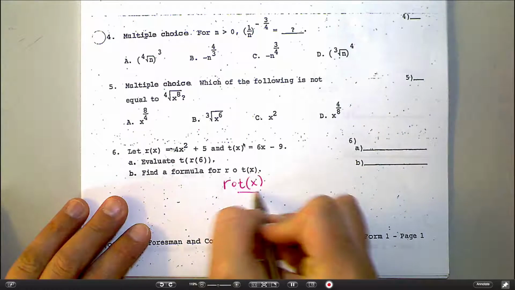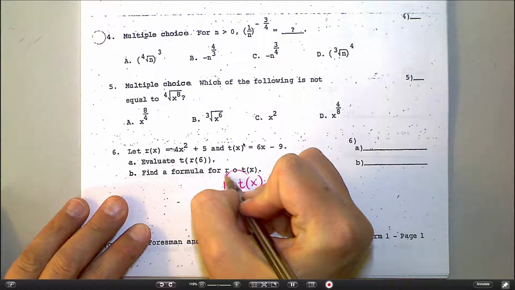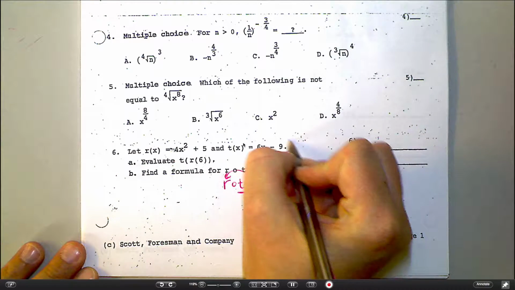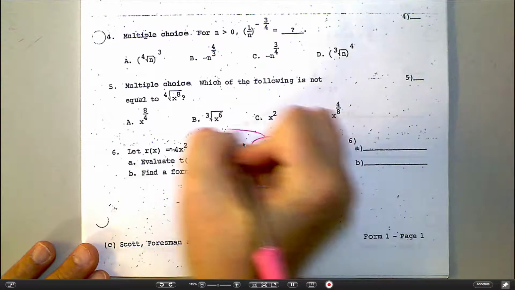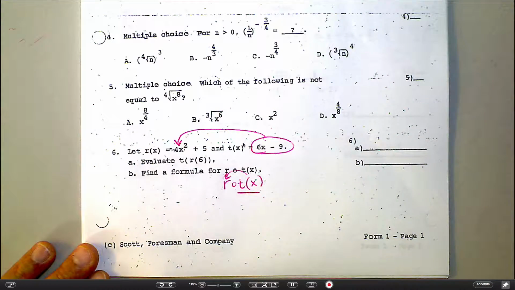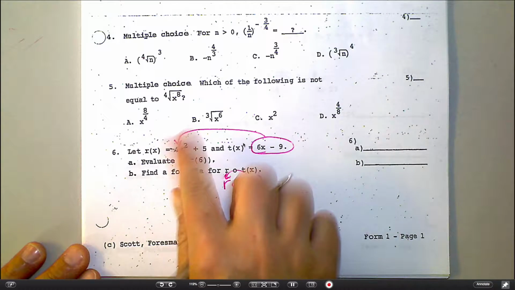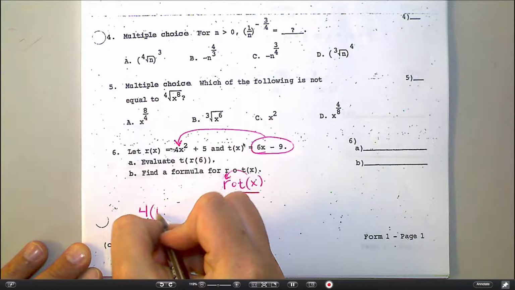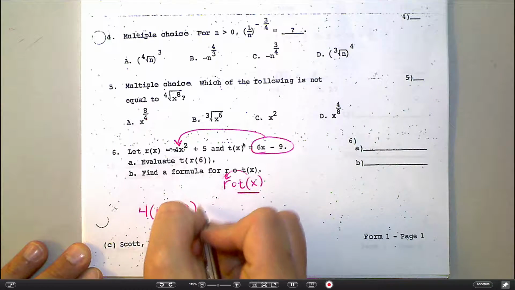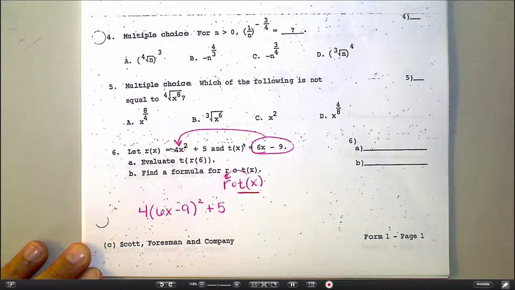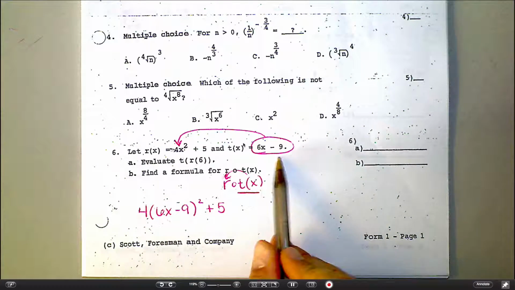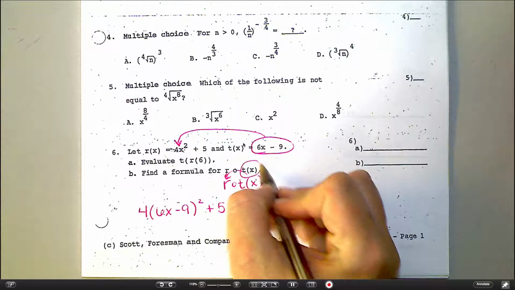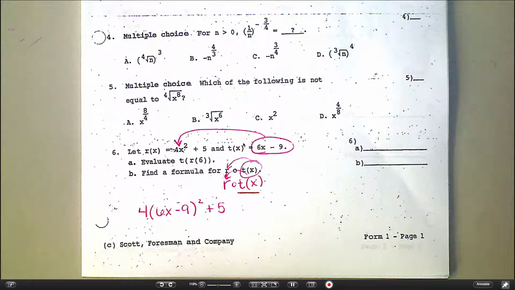What that means is to take the T function and plug it into the R function. This was composite functions. So I want to take the T function, this, and put it in place of x over here. Okay, so that's going to look like this. Is that just a regular 4? Okay, 4, and then 6x minus 9 squared plus 5. Does that make sense? That I plugged this in place of x over here. That's what this notation is telling you to do, is take the entire T of x and plug it into the R of x function.